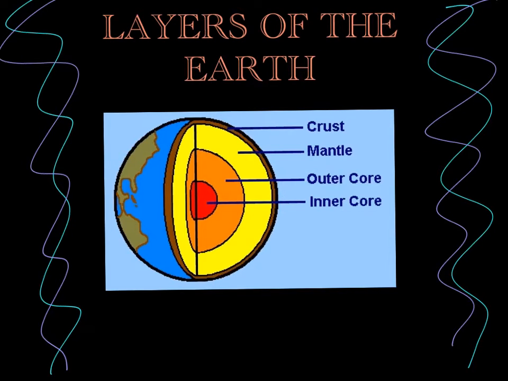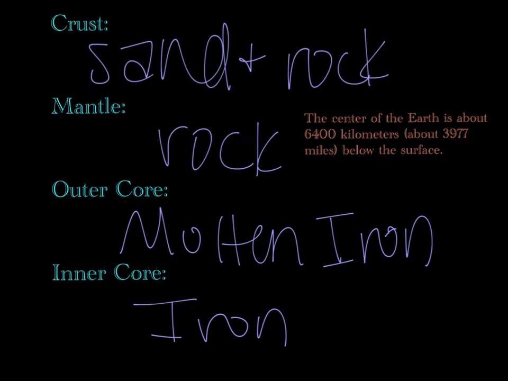Finally, we shall discuss the layers of the Earth. As shown in the picture, there are 4 layers: the crust, the mantle, the outer core, and the inner core. Keep in mind that the center of the Earth is about 3,977 miles below the surface. The crust is made mostly of sand and rock, the mantle is just rock, the outer core is molten iron, and the inner core is iron.